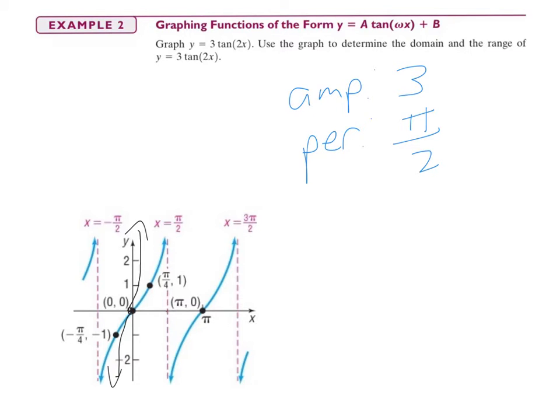Now this asymptote right here is located at, I believe, pi over 2. Multiply that by 1/2 because the period's been cut in half, so now that'd be at pi over 4. So here would be, let me put the asymptote in a different color. It'd be right here at pi over 4. This one here at pi, multiply that by 1/2, that'd be at pi over 2.